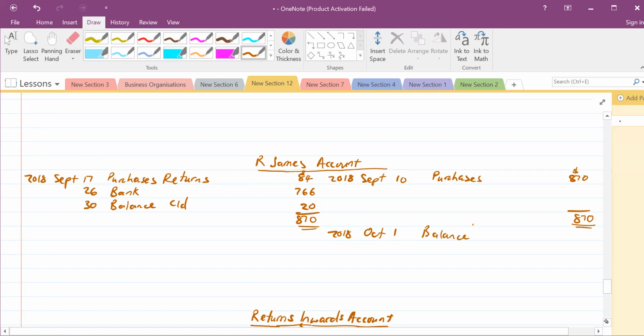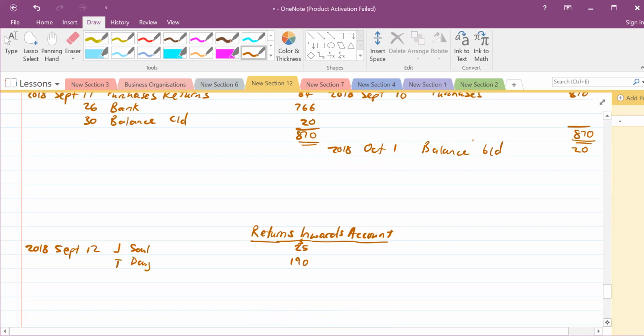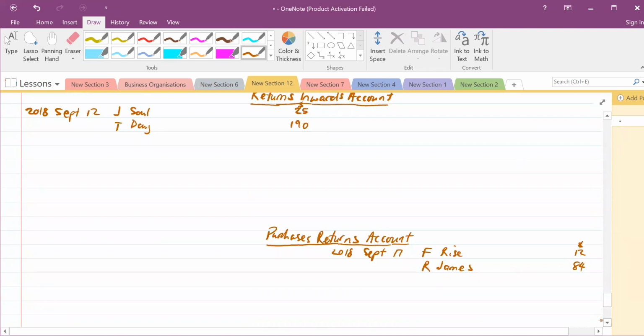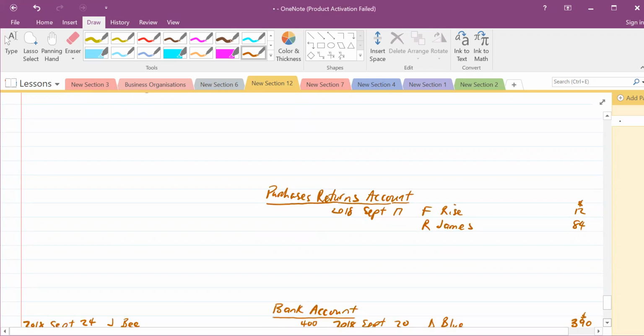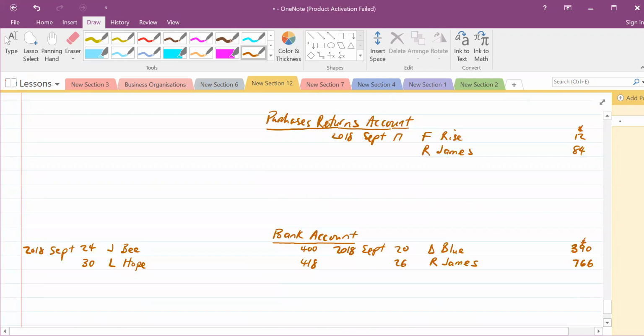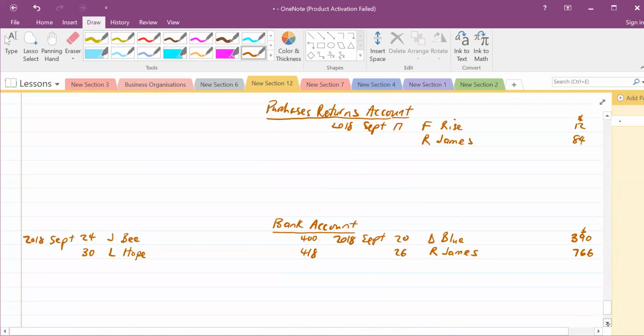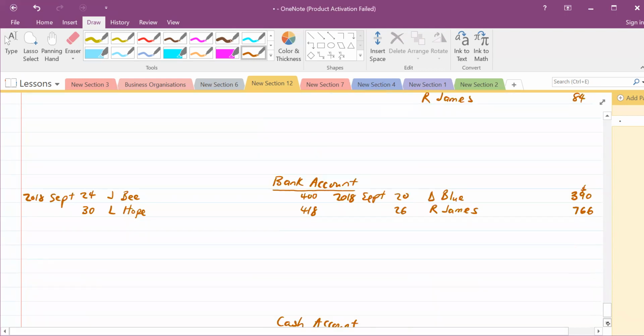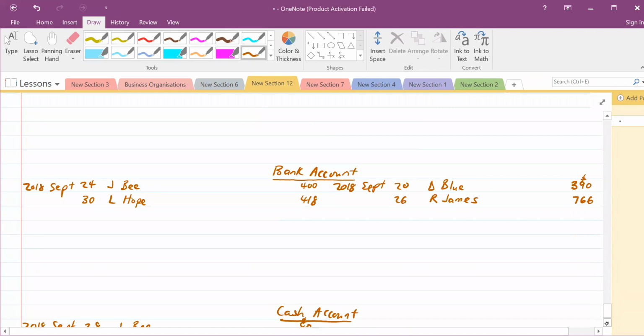Okay. This returns inwards account. We could have balanced it off, but we are not told to balance these ones off. So we leave them as they are according to the instruction of the question. If we try to do so and we don't have information that is enough, same applies with the bank account and the purchases returns account, we then are going to land ourselves in trouble. Things are not going to work out. Same applies with the cash account.